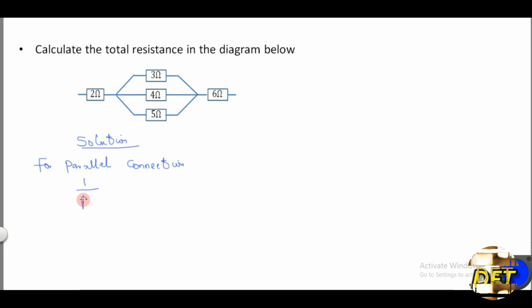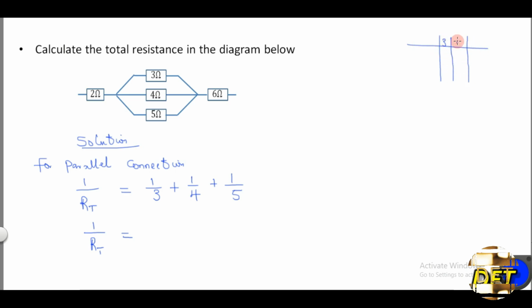1 all over ROT, which is my total resistance, is equal to 1 over 3 plus 1 over 4 plus 1 over 5, because they are connected in parallel. So my 1 all over ROT, which is the total resistance, will be equal to. So first of all, let's look for the LCM of 3, 4, and 5, right?